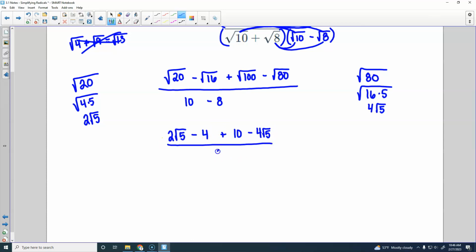This will all be over. I'm going to go ahead and subtract there. We'll get this all over 2. So then on your numerator, would it be plus 6? Okay, I'll get a 6.